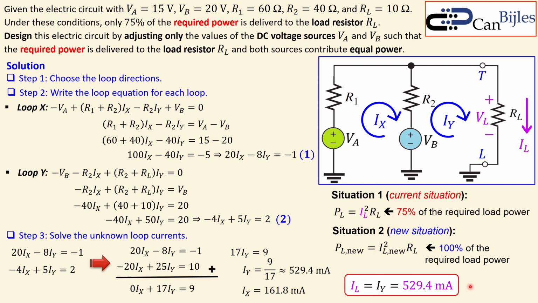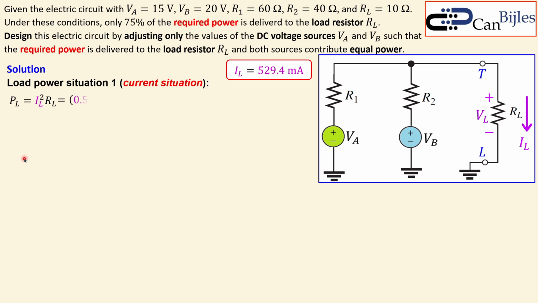Now the load power for situation 1, the current situation, was given by this expression. If I now calculate the actual load power for situation 1, I can just use this formula and substitute the value we have found for the current. So we have current squared times the resistor value, which is 10, and I get 2.803 watts. This is actually what we have, and this is 75% of the required power.